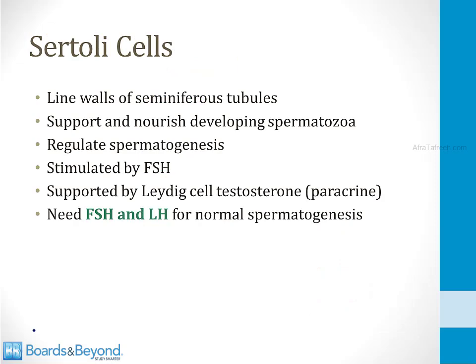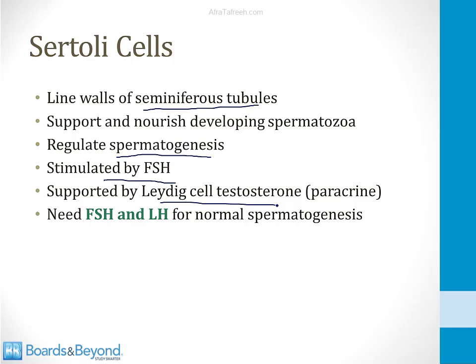This whole process of spermatogenesis and spermiogenesis would not occur without the Sertoli cells. They line the walls of the seminiferous tubules and they support and nourish developing spermatozoa. They also regulate spermatogenesis. They are stimulated by FSH, and in this manner, the pituitary gland has some control over how much sperm are generated by the testes. Now, in addition to being controlled by FSH from the pituitary, the Sertoli cells are supported by Leydig cells, which release testosterone.